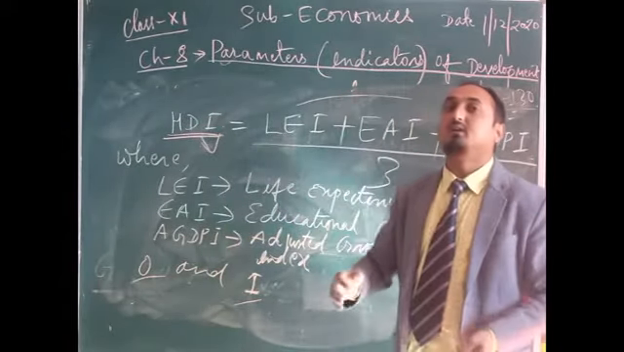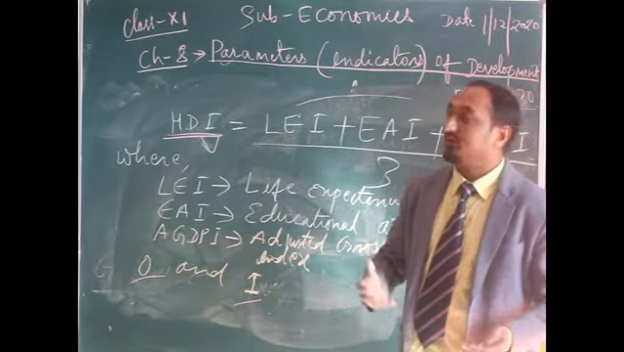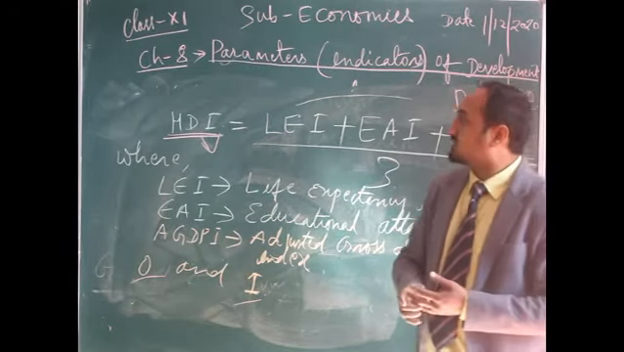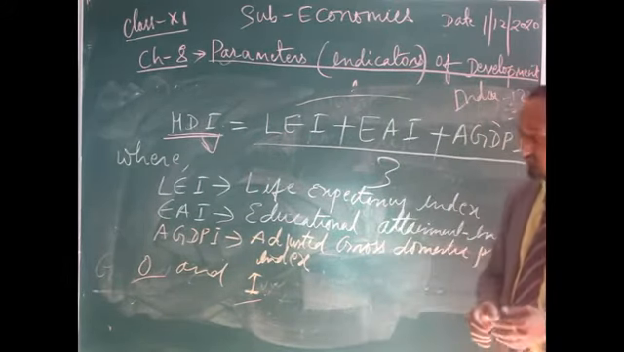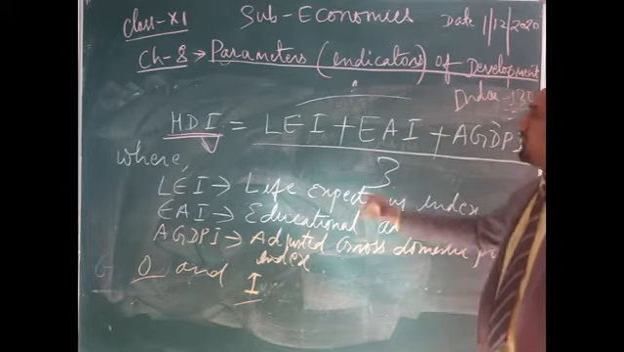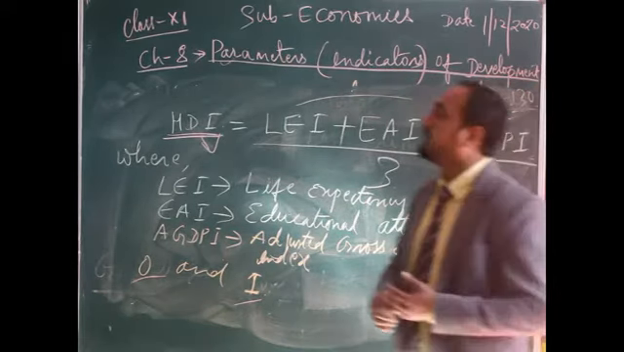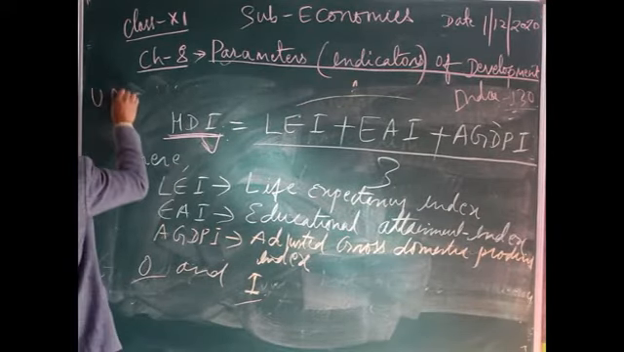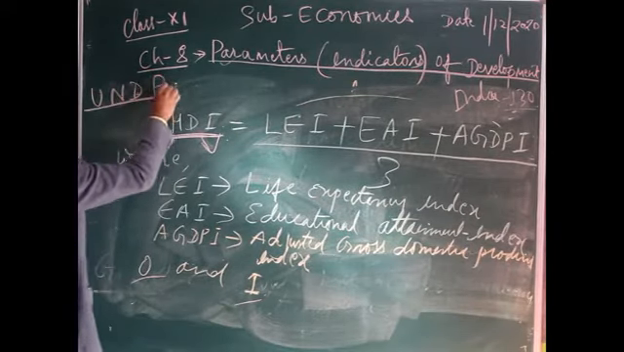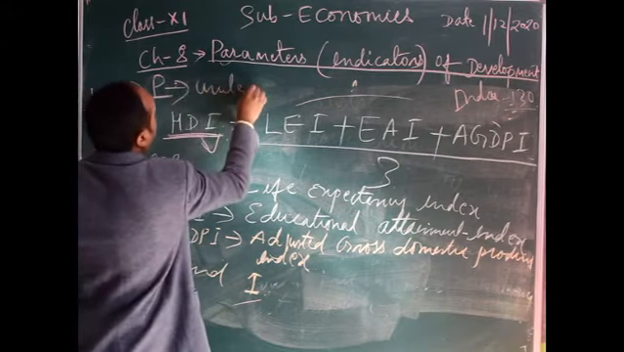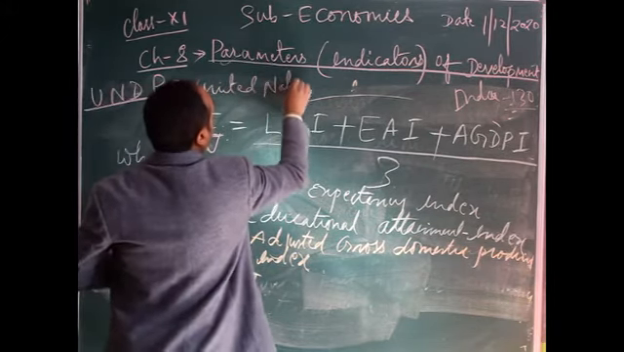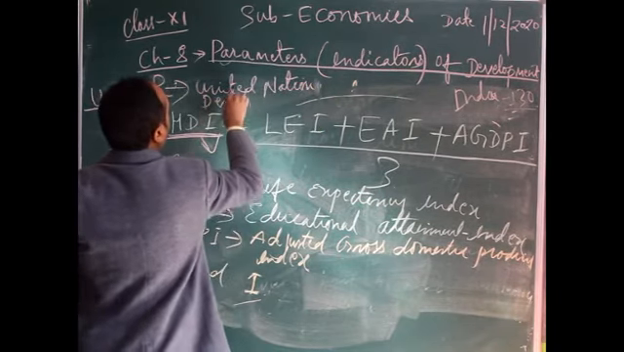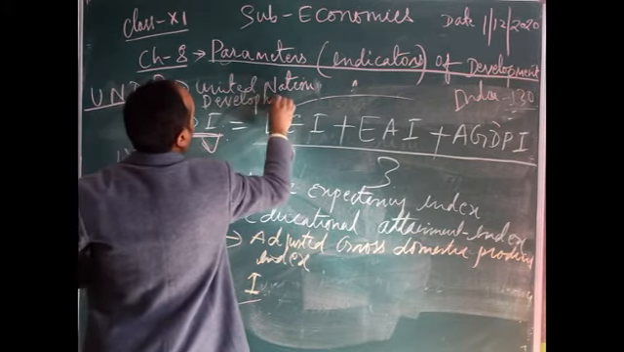On the basis of that, we can measure the performance, we can measure the development progress taking place in the country. Here, once again, I have forgotten some point to include in HDI. This Human Development Index report is prepared by UNDP, United Nations Development Program.